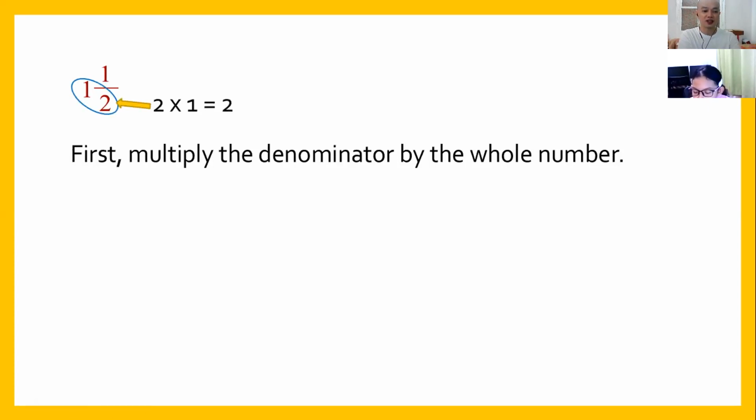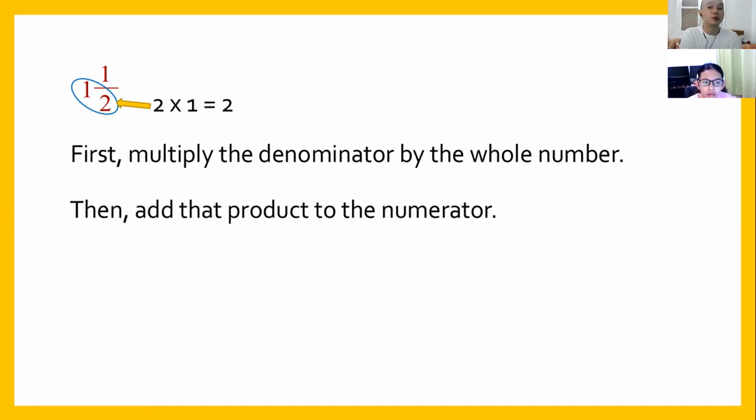You get it, Crystal? Multiply the denominator by the whole number or the integer there. So 2 times 1 equals 2. And then after that, add that product to the numerator. So you are going to add this 2, the product, and the numerator. It will look like this: 2 plus 1. 2 plus 1 equals 3.